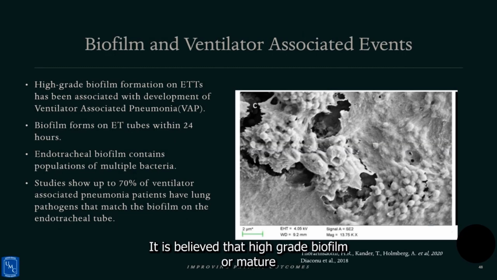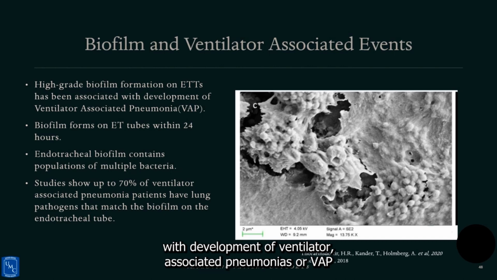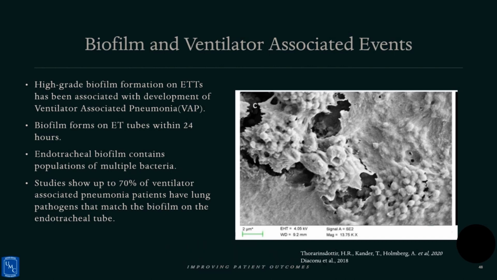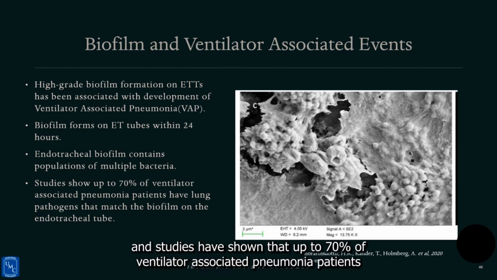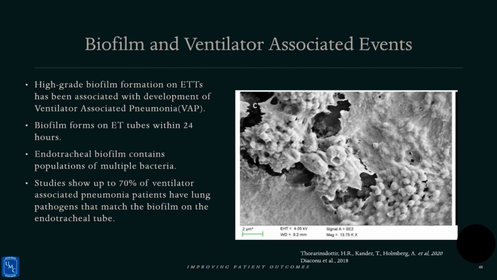It is believed that high-grade or mature biofilm formation on endotracheal tubes has been associated with development of ventilator-associated pneumonias, or VAP. Biofilm forms on endotracheal tubes within 24 hours. Endotracheal biofilm contains populations of multiple bacteria, and studies have shown that up to 70% of ventilator-associated pneumonia patients have lung pathogens that match the biofilm on the endotracheal tube.